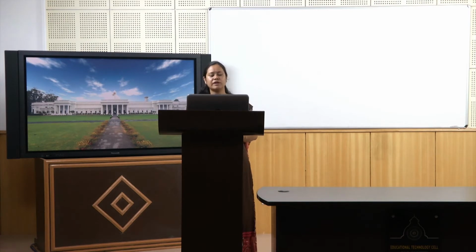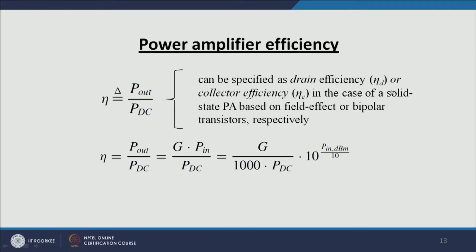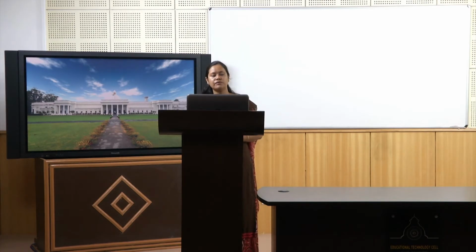Now, depending on where we apply our DC power, it can be called drain efficiency, with the symbol given with a small d, or it can be called collector efficiency, and then the symbol contains a small c. This is in the case of solid state power amplifiers based on field effect or bipolar transistors. So if you come across drain efficiency or collector efficiency, most probably they are talking about the same parameter.